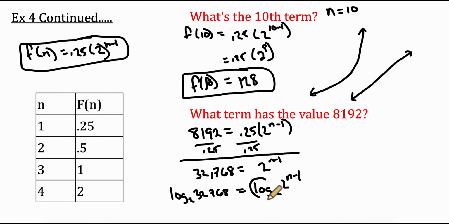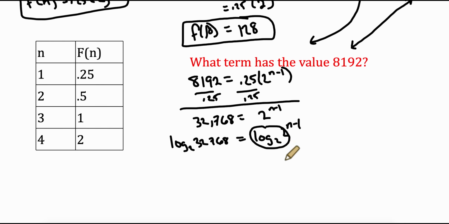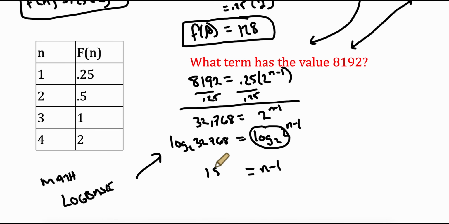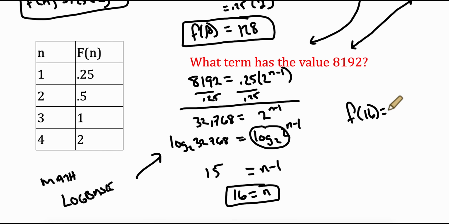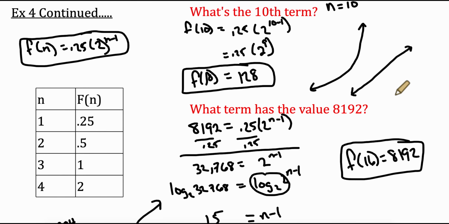So now this tells me they cancel. So what's left on this side? n minus 1. And remember, you can use your math button on your calculator and log base to calculate that, all right? And when you did calculate that, you would have gotten 15. So the log base 2 of 32,768 is 15. Add 1 to both sides, and we get 16. So f of 16 would give us 8,192. Very nice.